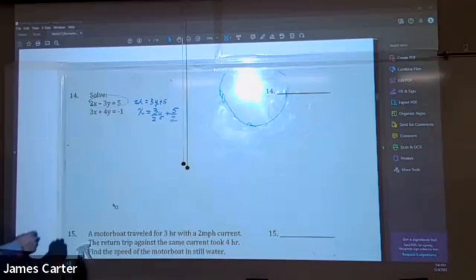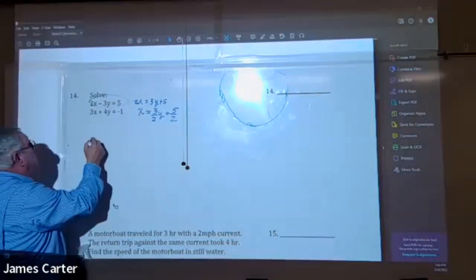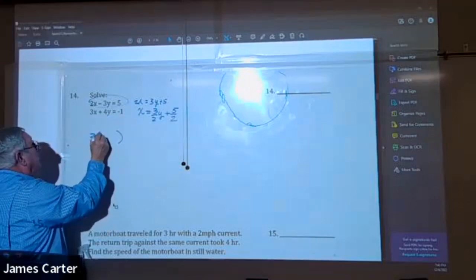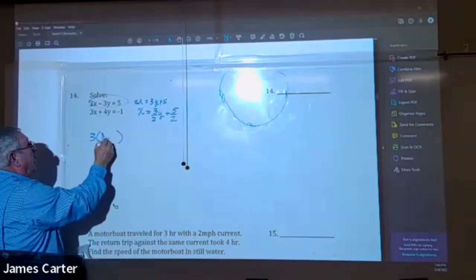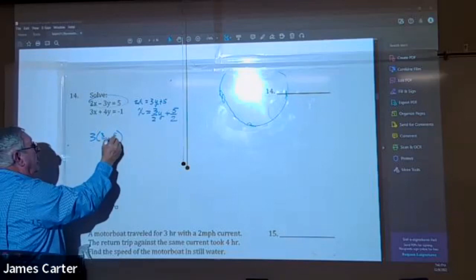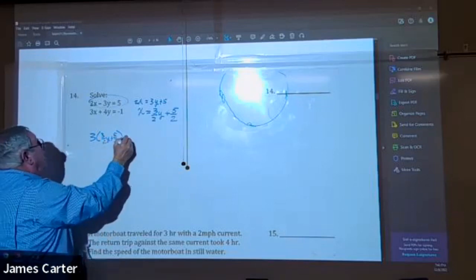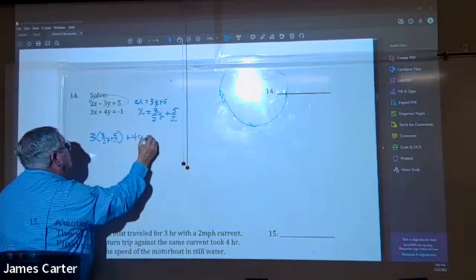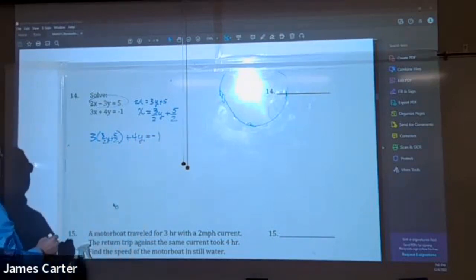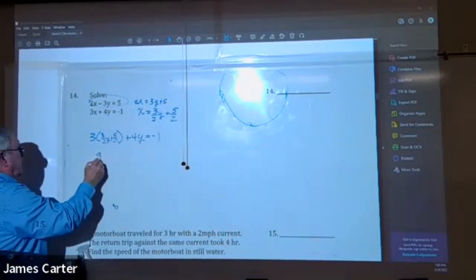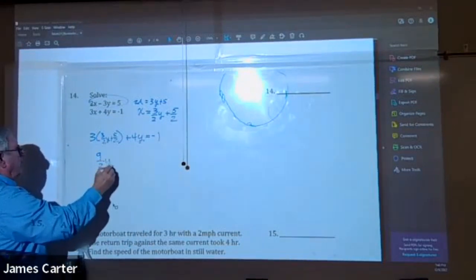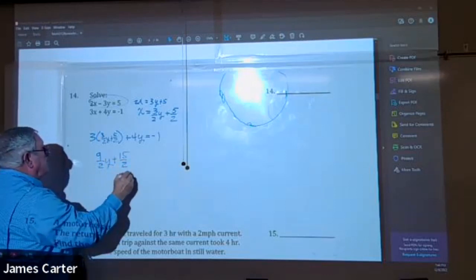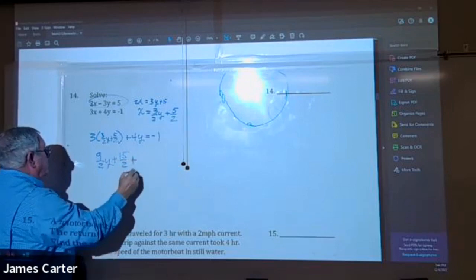Now, let's go into the other equation. 3 times that plus 4y equals negative 1. This is kind of an ugly problem. 9 halves y plus 15 halves plus 4y.